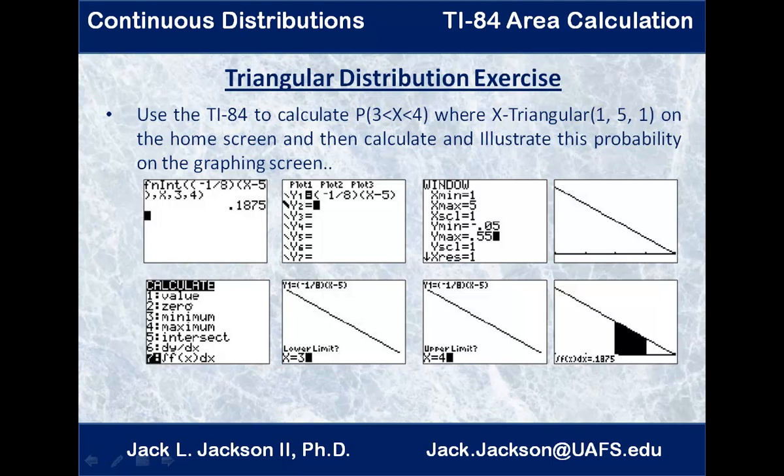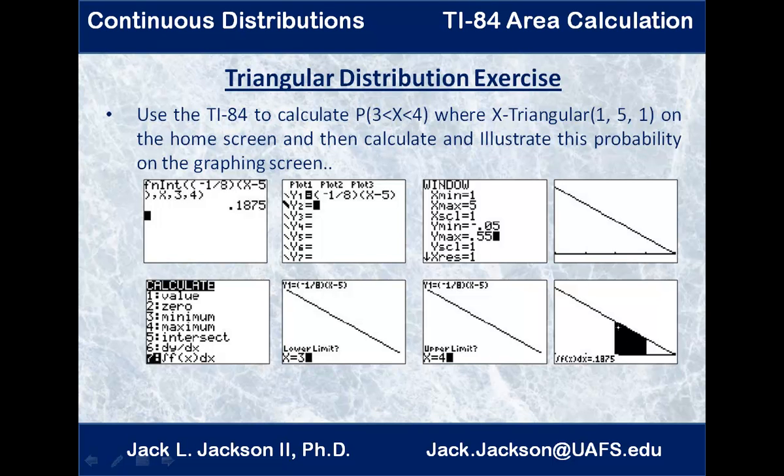Now, then we do calculate, which is second trace, number 7. It'll ask us for lower limit, which is 3, enter, upper limit 4, enter. And it shades our area right there, which again is the shape of a right trapezoid.